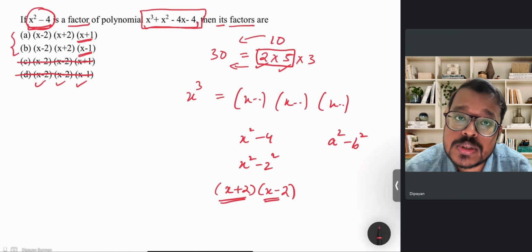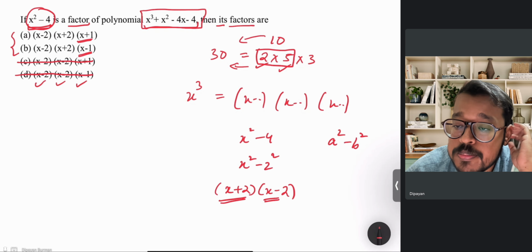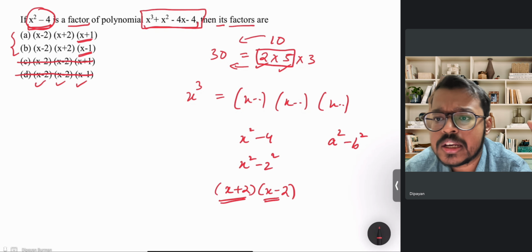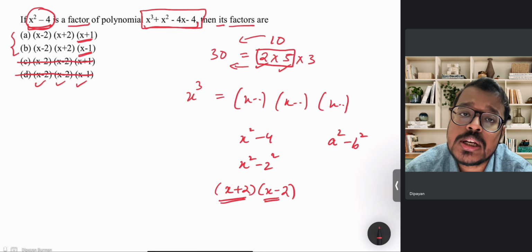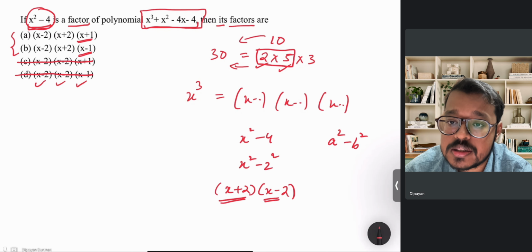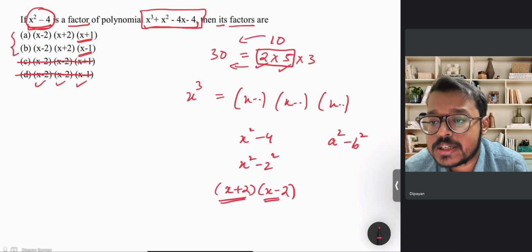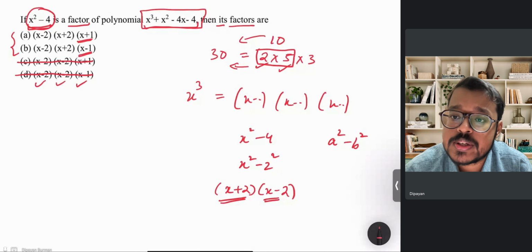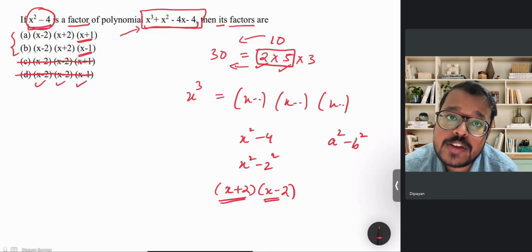Now there are two options available to me. I can either do a long division of polynomials. I can divide the cubic polynomial with x square minus 4 and the quotient will be a linear polynomial, and that is the third factor. That is one option. Otherwise, we only have two possibilities. Either x plus 1 or x minus 1 is a factor of the cubic polynomial. So we can apply factor theorem to test which one will be the factor of the cubic polynomial.